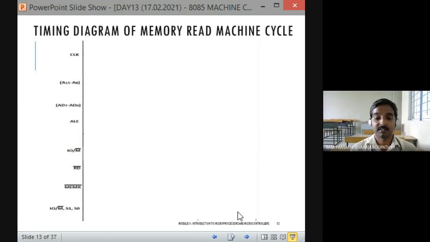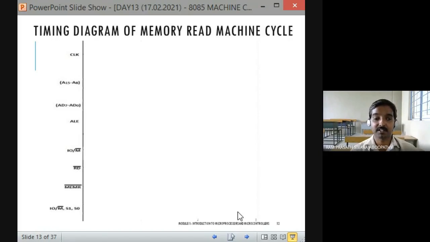Next, the read signal is enabled and the opcode comes onto the data bus. During the T3 state, the opcode is put into the instruction register. During the T4 state, it decodes the opcode. Okay, this is the opcode fetch cycle.